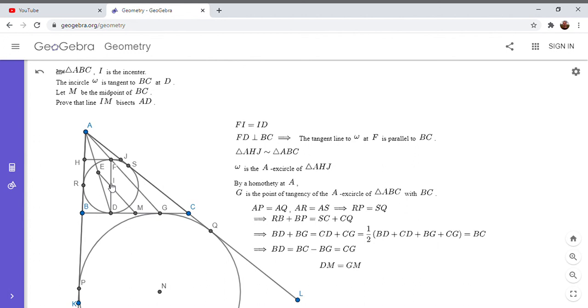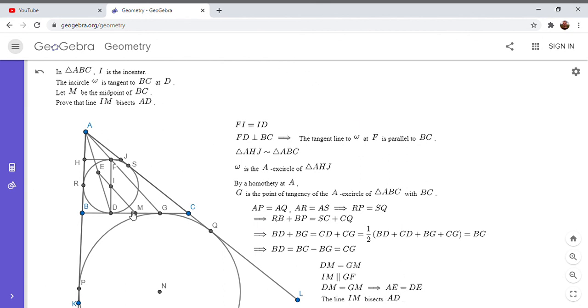And that means that MI has to be a mid-segment of triangle DFG because DM is equal to GM and DI is equal to IF. So therefore, MI has to be parallel to FG. Okay, so IM is parallel to FG. And if that's true, then IM also has to bisect AD. And so that's exactly what we wanted to show. Since DM is equal to GM, and IM is parallel to GF, then AE has to equal DE, and that solves the problem. Because, in other words, that means the line IM bisects AD.